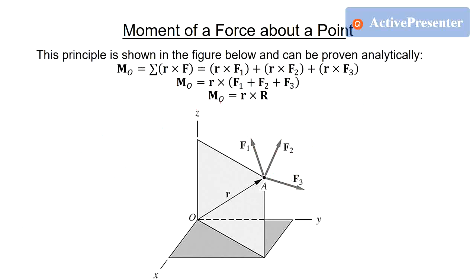So we can prove it right here. MO equals r cross the summation of F. As you can see, the three forces are concurrent at point A, so it's easier to get r, which is common to all three forces. We have r directed from point O to point A. So we can apply the distributive property. Then you can add F1 plus F2 plus F3, which is the resultant of the three forces.